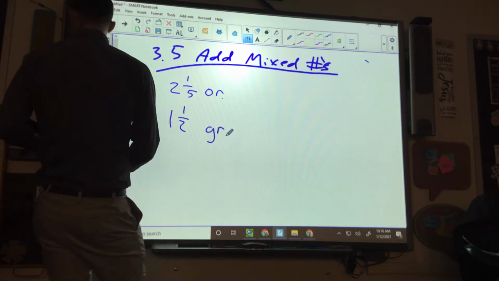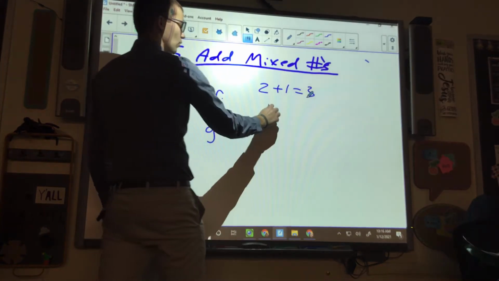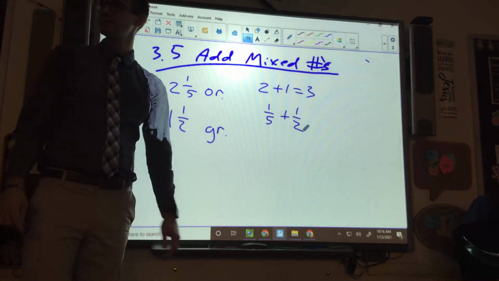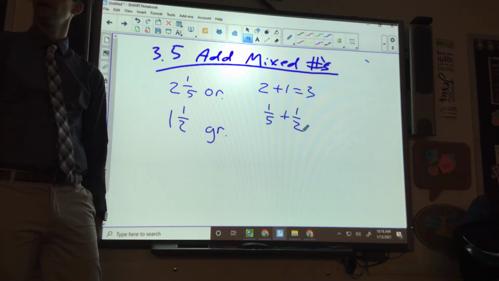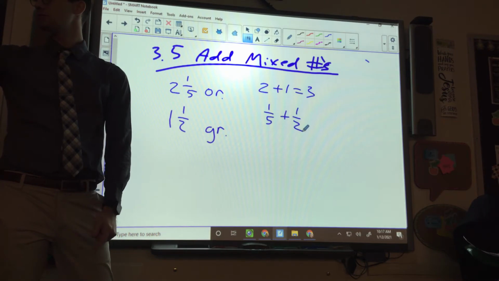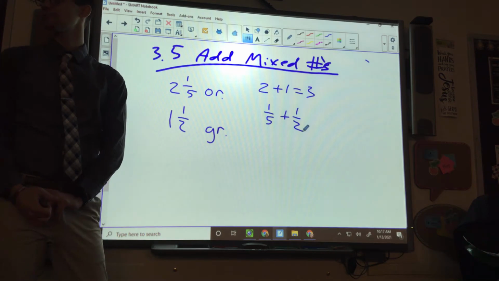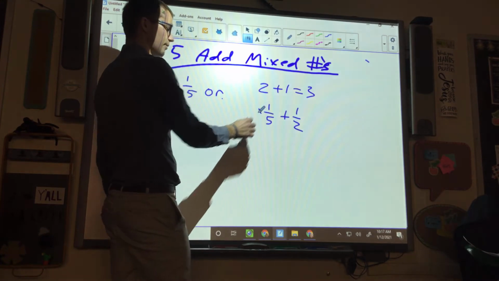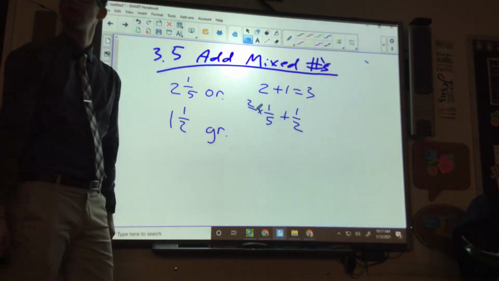So I can add 2 plus 1 and get 3. But 1/5 plus 1/2, can I add those? No. So I have to get a, what do you guys remember? For adding fractions that are different, we have to get the same denominator. So what number do both 2 and 5 go into? 10. So 5 I have to multiply by 2, 2 over 2.